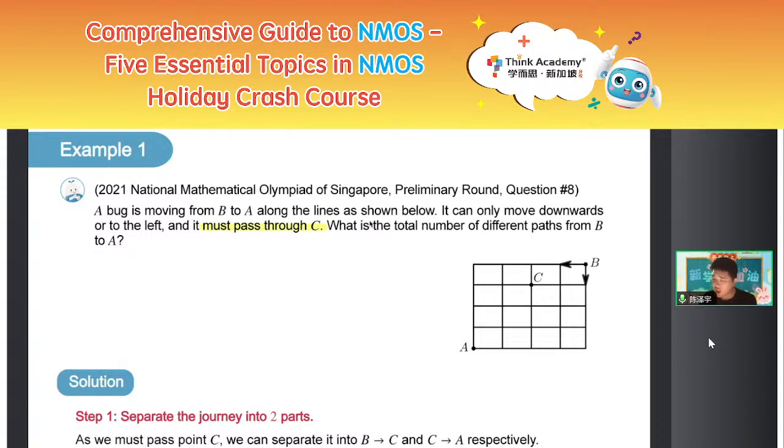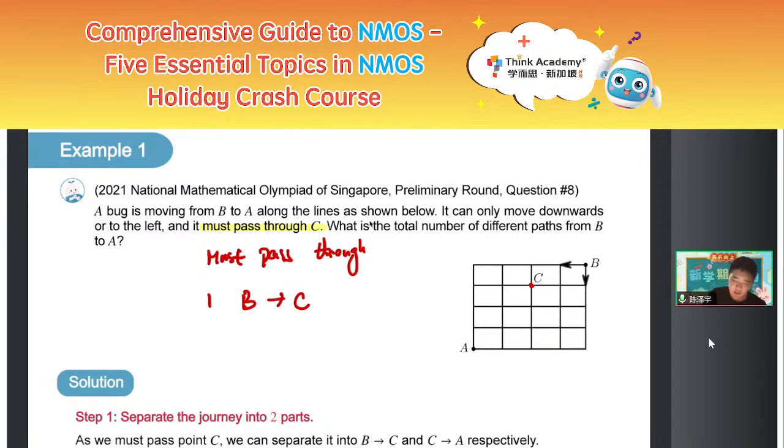All right, in that case, we can just do the number notation method, right? And notice that this is a must pass through point. So whenever you see must pass through, you can actually break down the diagram into 2 parts. First of all, B to C, this is the first step. And the second step, C to A. Well, B to C times C to A is the answer, right?